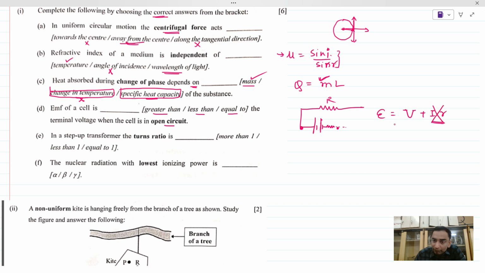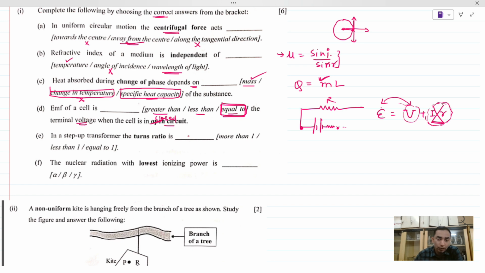Since I0, this term can be neglected and E becomes equal to V. So that means that is actually equal to the terminal voltage in the open circuit. Had it been a closed circuit, then there will be this term which will come into the account. And since this term is there, which will definitely add up to this to make EMF, V will be definitely less than the EMF value because now some potential drop also occurs in the internal resistance as well.